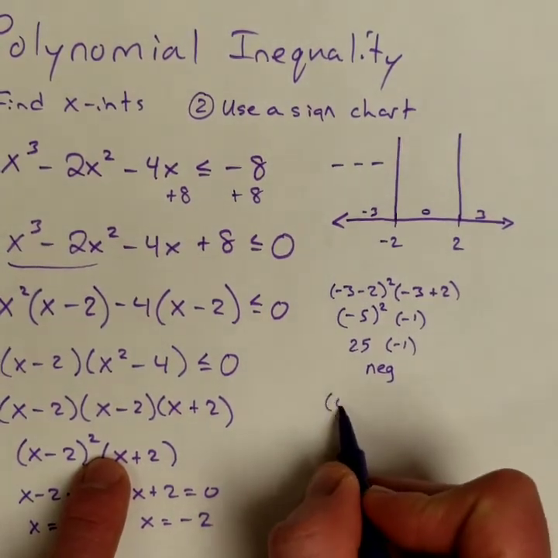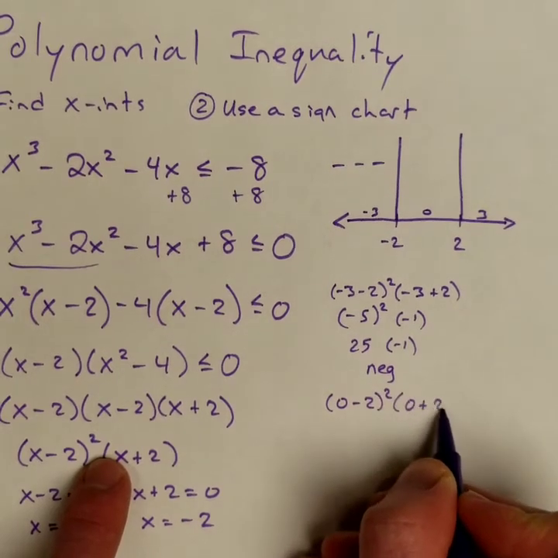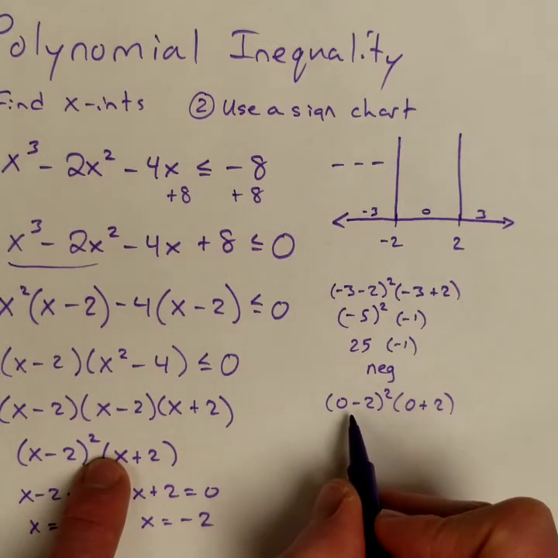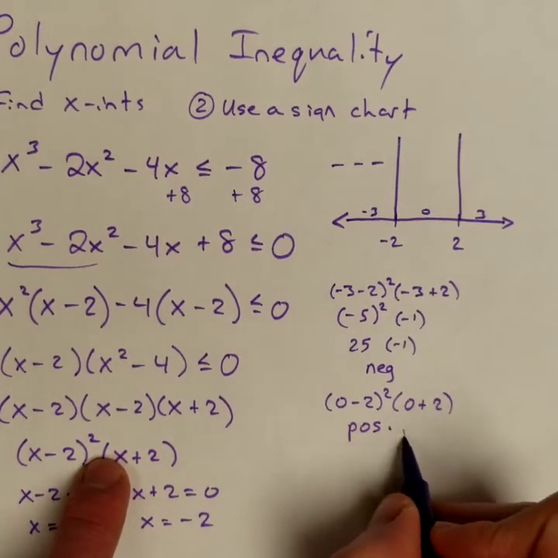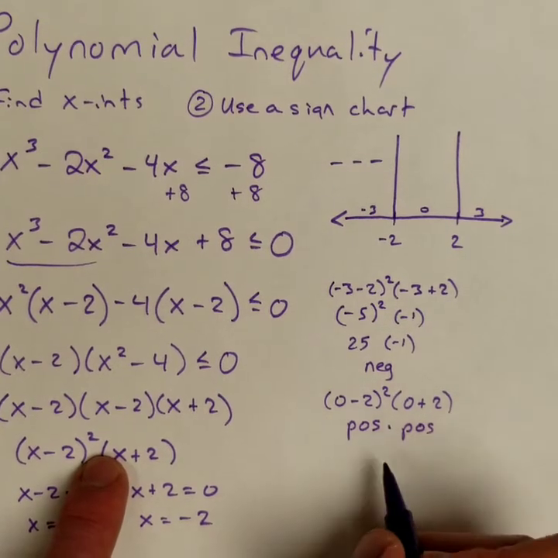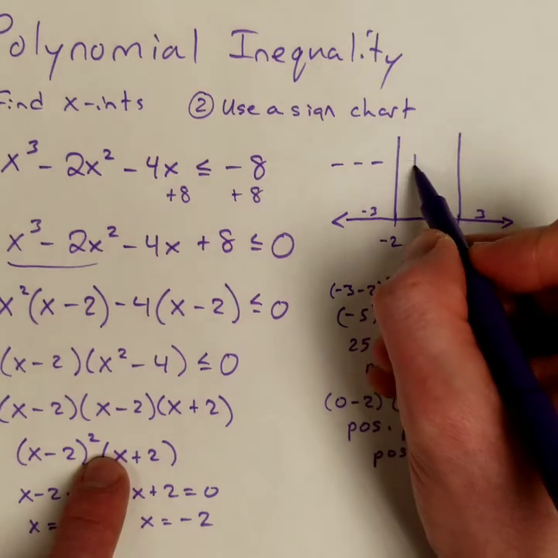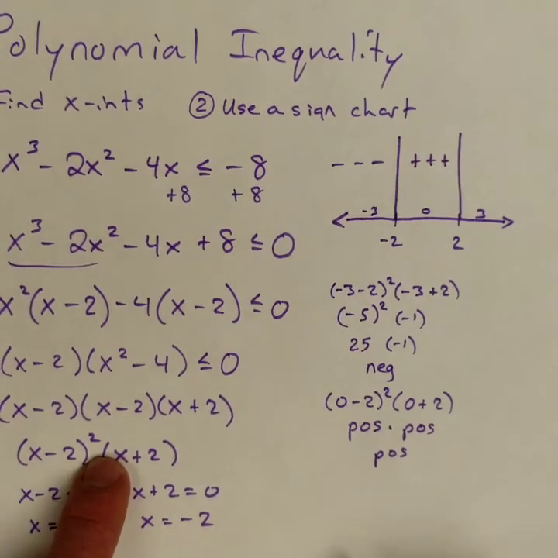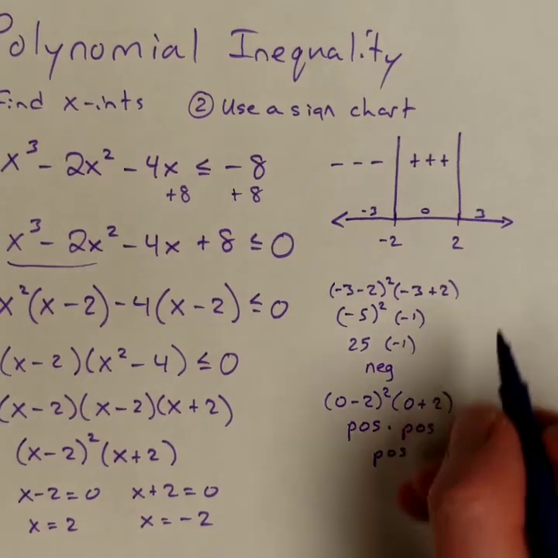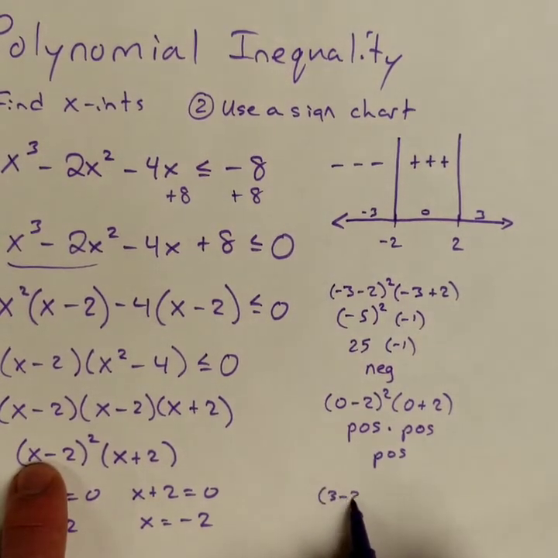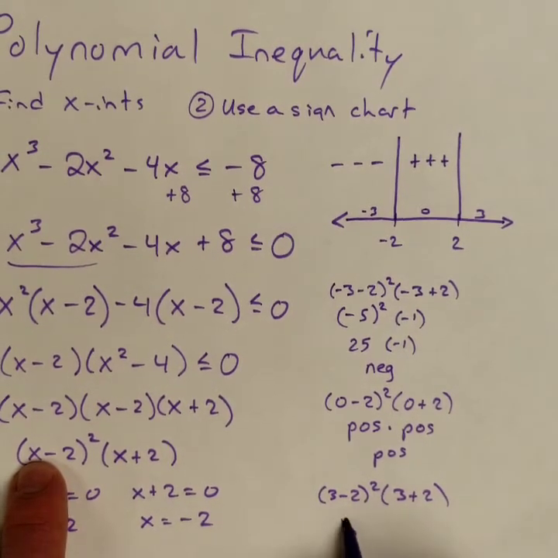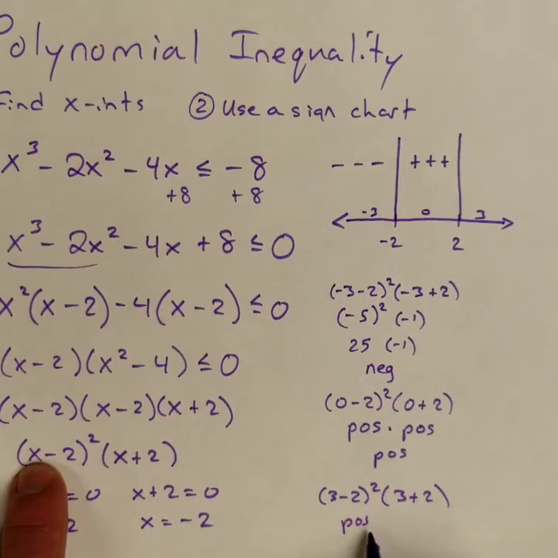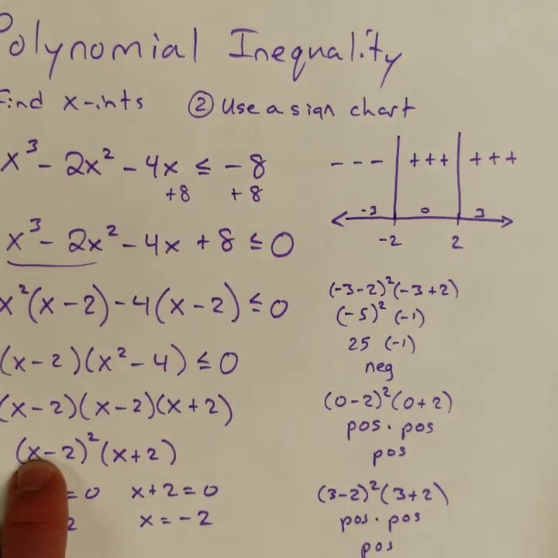Using the 0, we get 0 minus 2 squared and 0 plus 2. Notice that no matter what's in the parentheses here, when I square it, I'm going to get a positive. And here I'm going to have a positive. And so a positive times a positive is positive, which means everything in that middle interval is positive. And then finally I'm going to plug in the 3. So I get 3 minus 2 squared and 3 plus 2. Again, anything squared is positive, and 3 plus 2 is also positive. And so that gives us all positive outputs on the right as well.